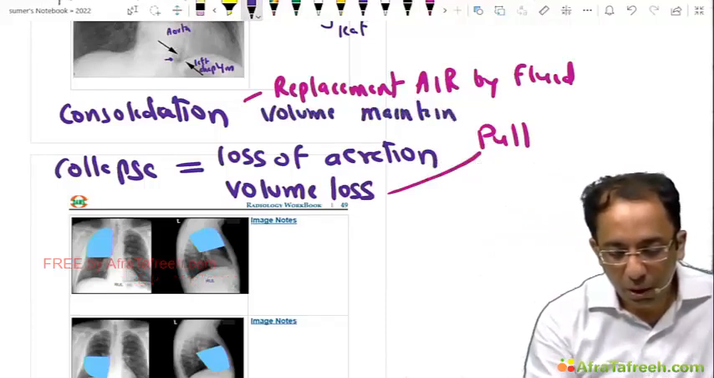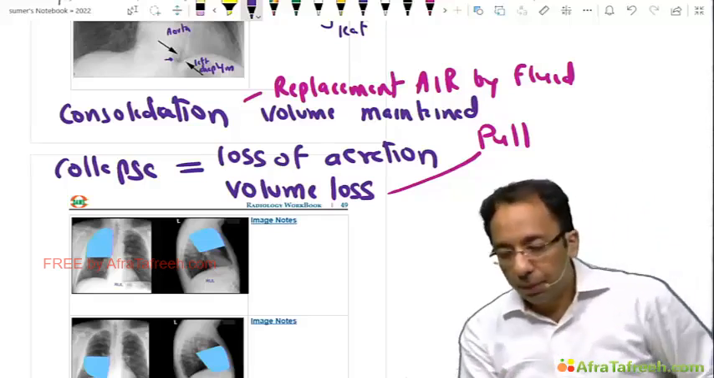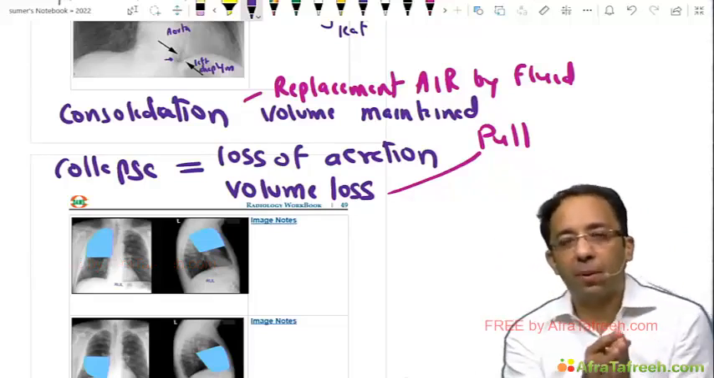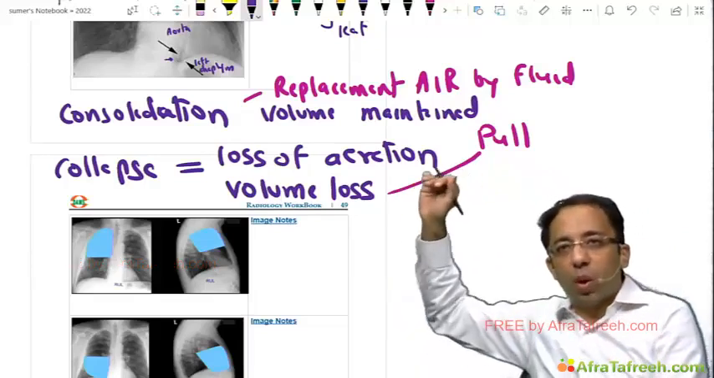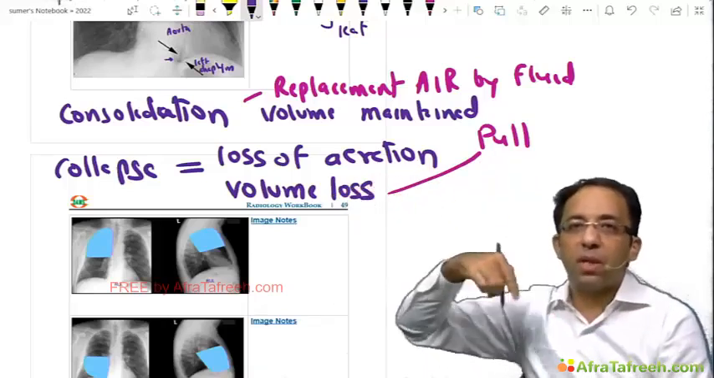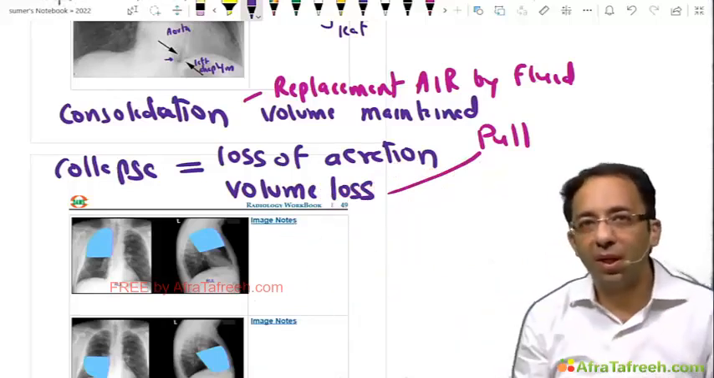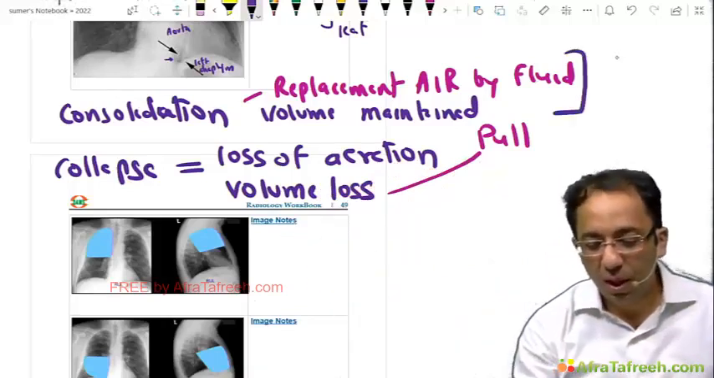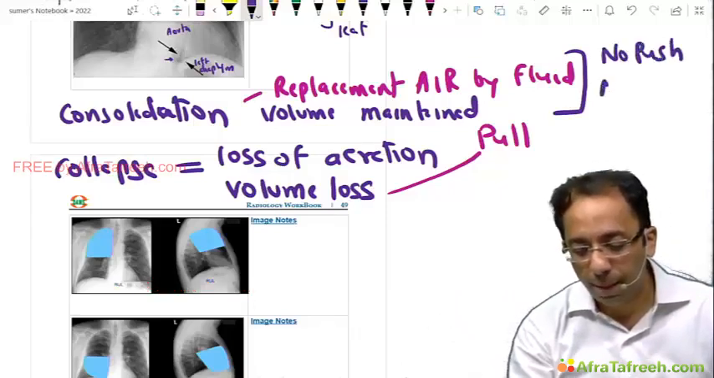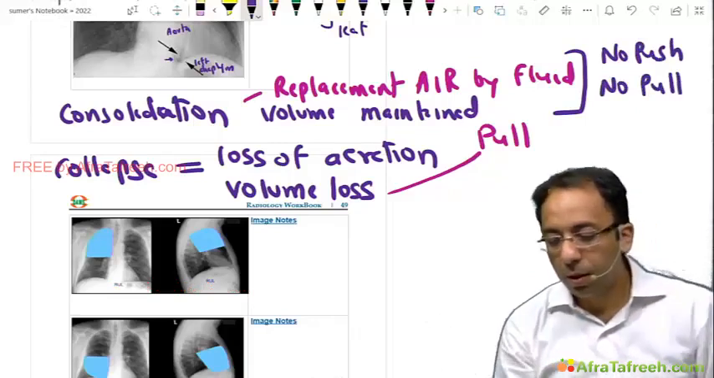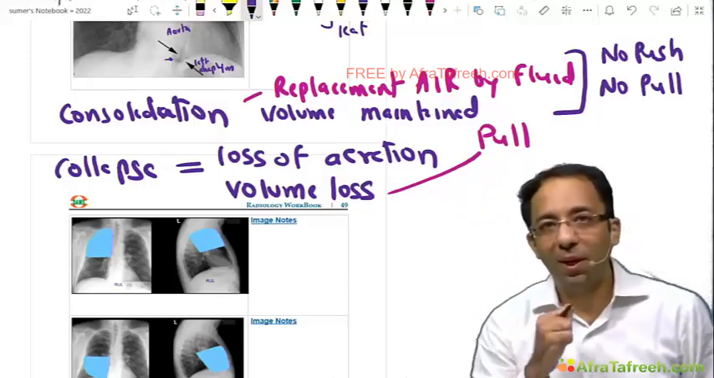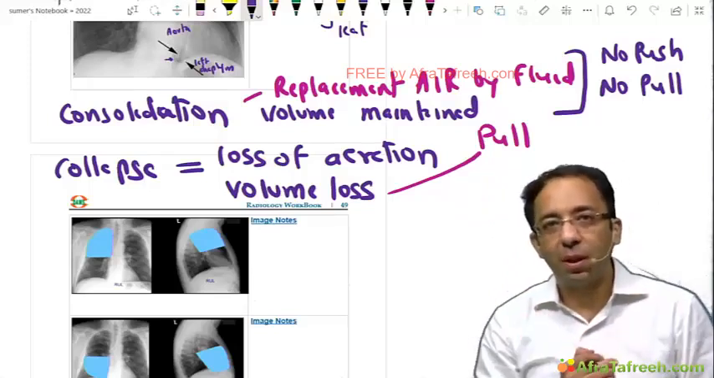Are you clear, beta? Why does the volume get maintained? Volume is maintained because there is replacement happening. While in collapse there is loss of aeration, in consolidation air is replaced by something else. So volume is maintained, and that is why here you will have no push, no pull. Clear? So the trachea will neither be pushed nor be pulled because the volume will be maintained. So this is the basic principle.